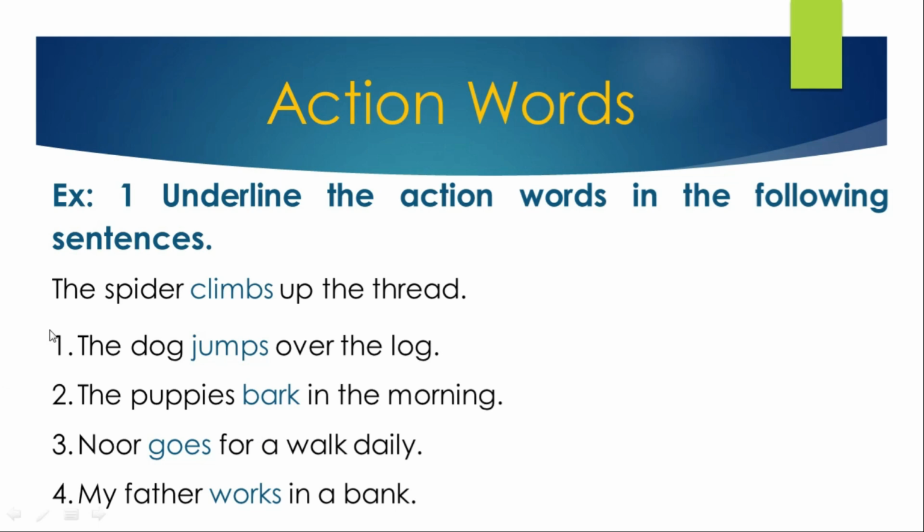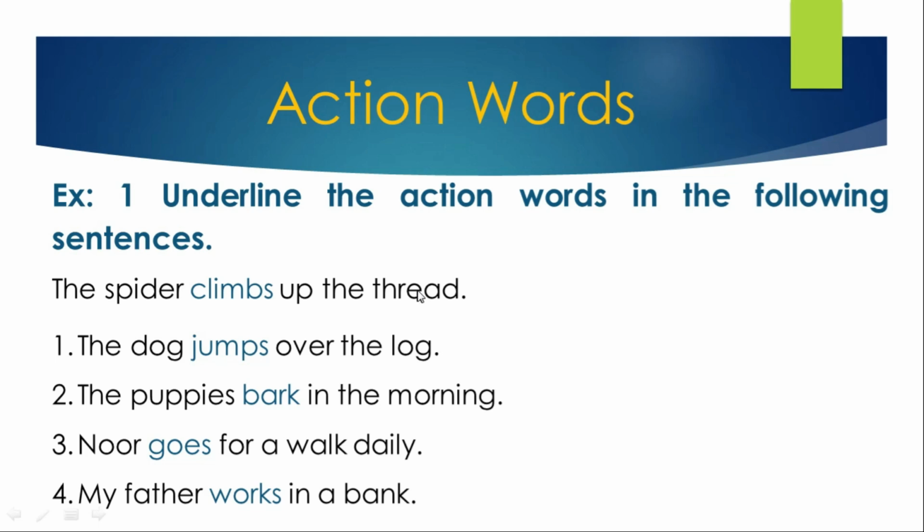Let's solve this exercise. I have already highlighted the action words in blue color. You can see, underline the action words in the following sentences. The spider climbs up the thread. Now climbs is an action word. What is spider? Spider is the subject, climbs is the verb, and thread is the object.